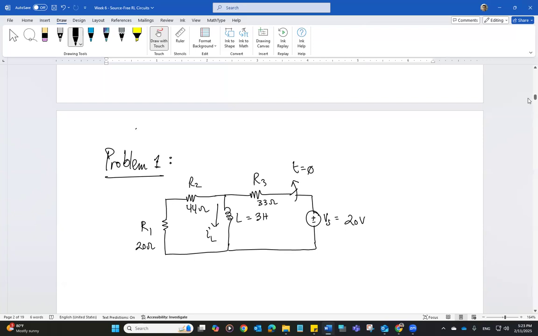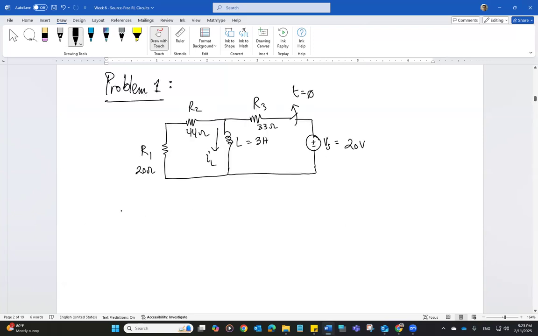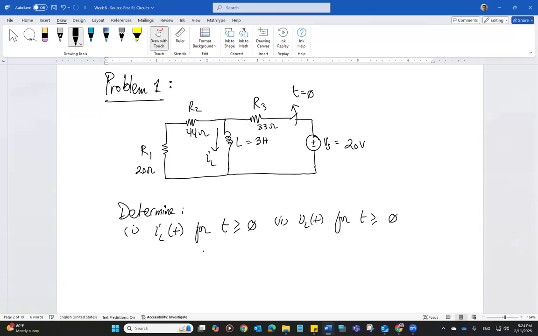So what we need to do in this case is determine, first, the inductor current for t greater or equal to 0. So, an expression for the inductor current for t greater or equal to 0. Second thing, the inductor voltage expression for t greater or equal to 0.